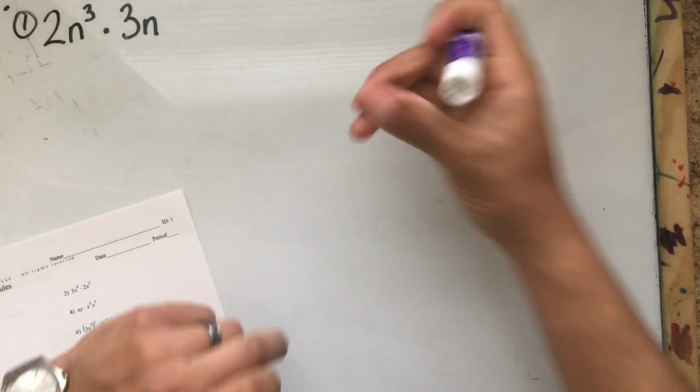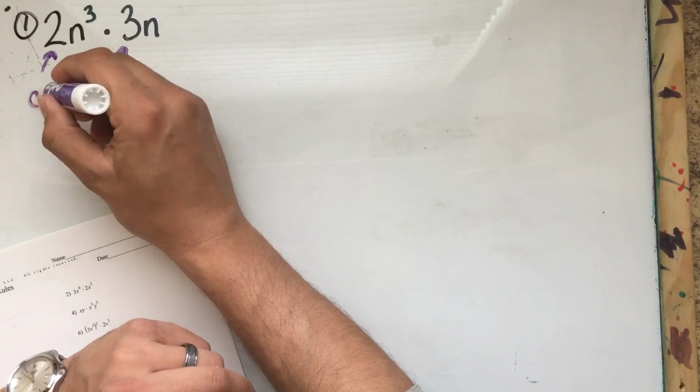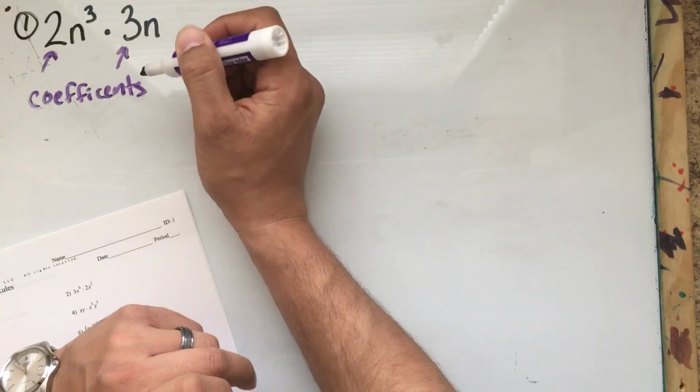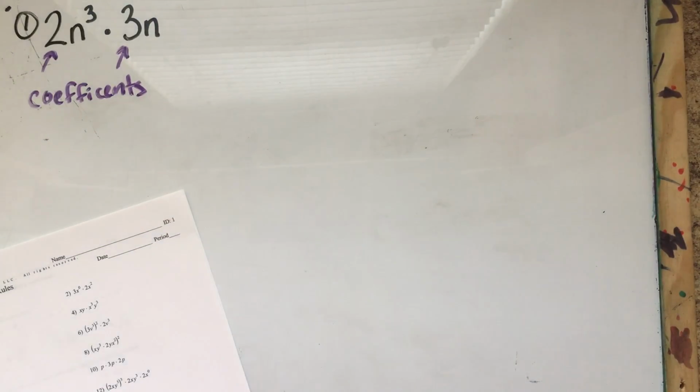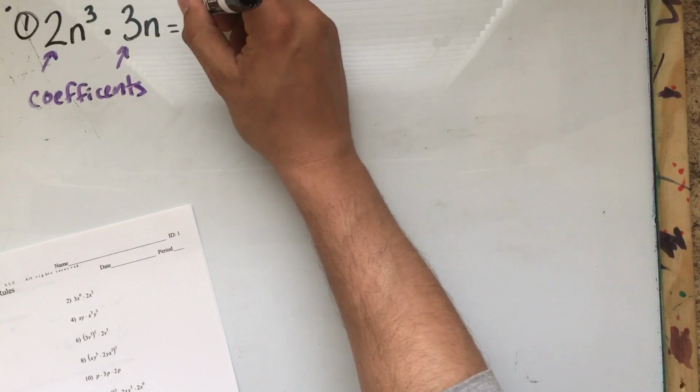Okay, so the first thing you have to look at is the numbers, right? You have your numbers, you have your variables, and you have your exponents, okay? Now the 2 and the 3, these are our coefficients. All it means is the numbers in front of the letters. You can multiply those together. Okay, and we're going to get, well, let's see, 2 times 3 is 6.